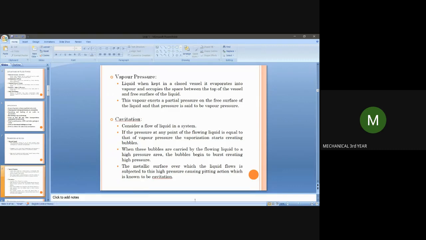The metallic surface over which the liquid flows is subjected to the high pressure, causing pitting action. Pitting action is nothing but the metal layer carrying some dents in it. It starts creating dents, and each dent is known as a pit. That pitting action is said to be cavitation. So hope you can understand.